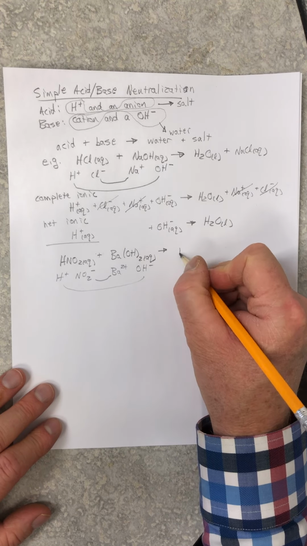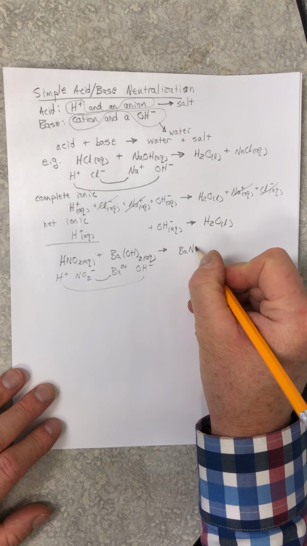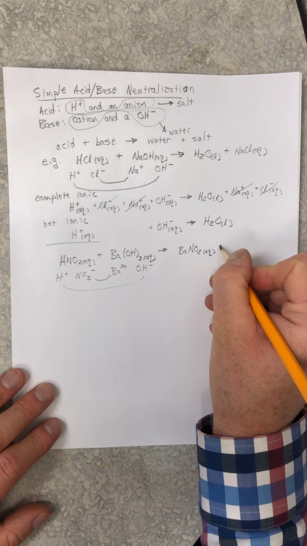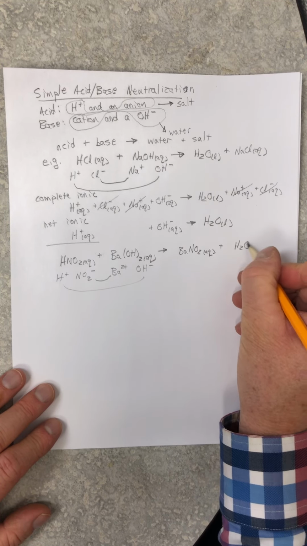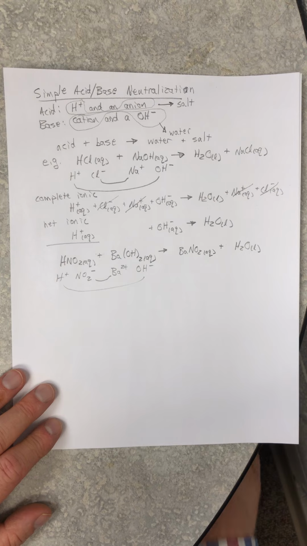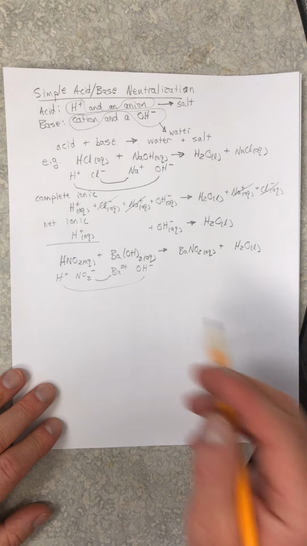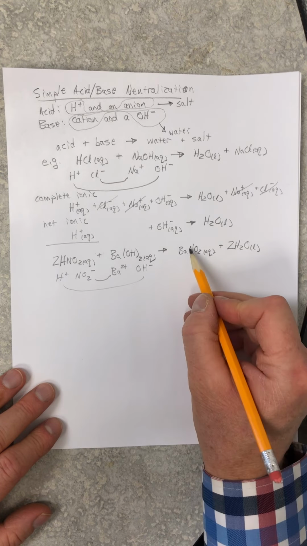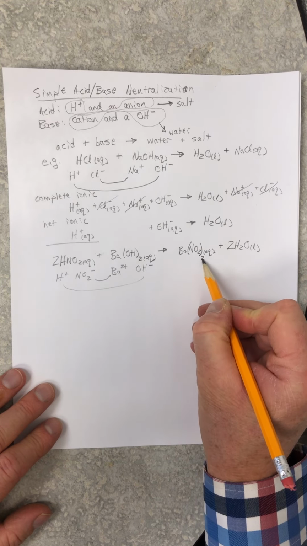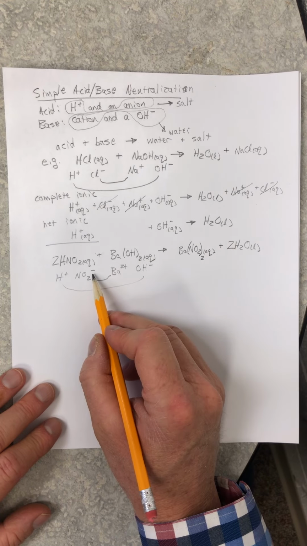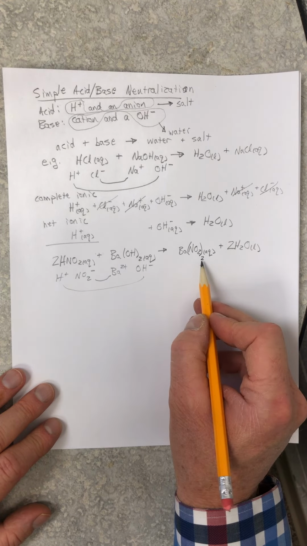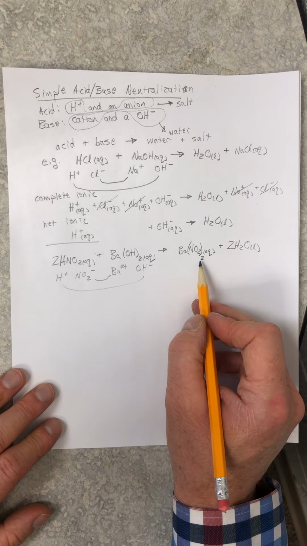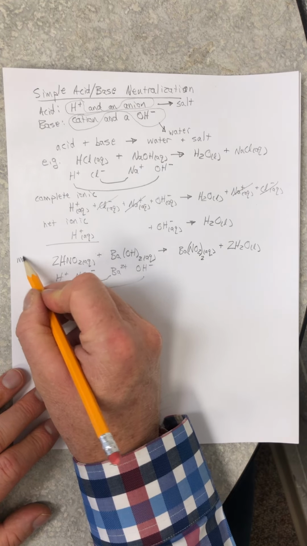So barium nitrite and water, salt and water. Okay, so this is not balanced. I need 2 nitrous acids, 2 waters. Oh, whoops. I need 2 nitrites because the nitrite is -1 and the barium is 2+. So I'm not using that 2 to balance it. I just forgot to put it in earlier. So that's my molecular equation.